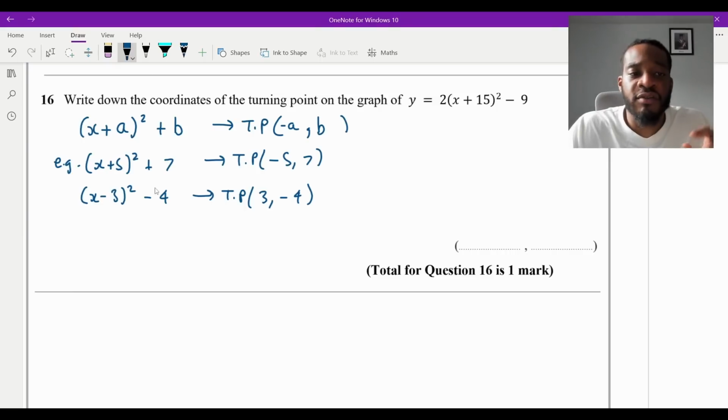Now there's no number in front of the bracket here. When there is a number in front of the bracket, it's the exact same thing.